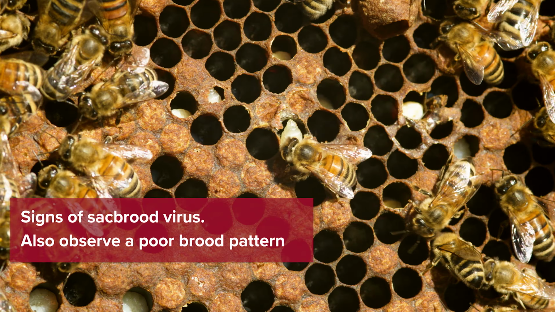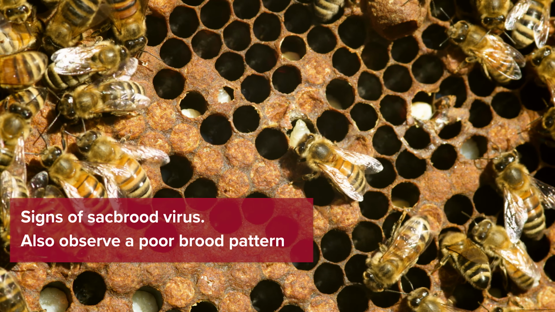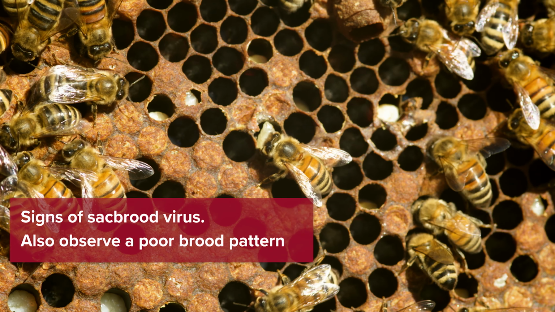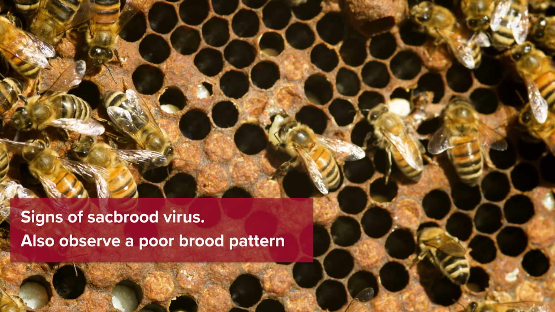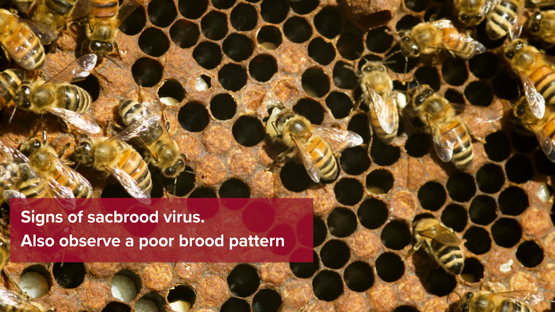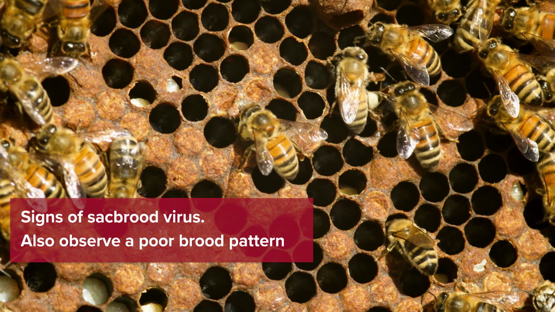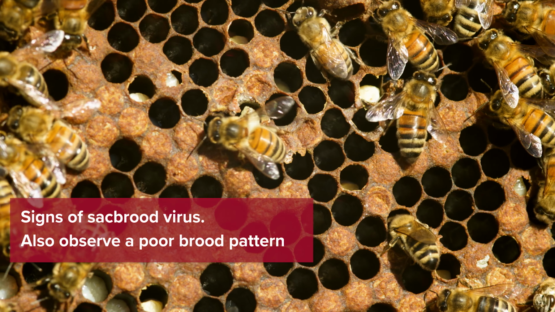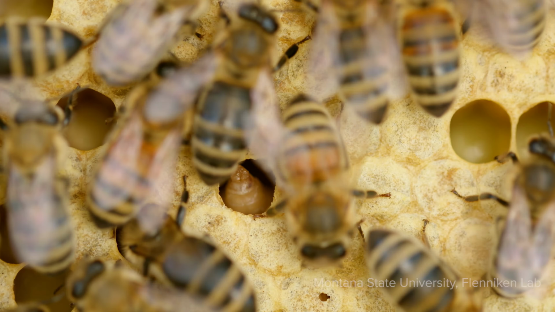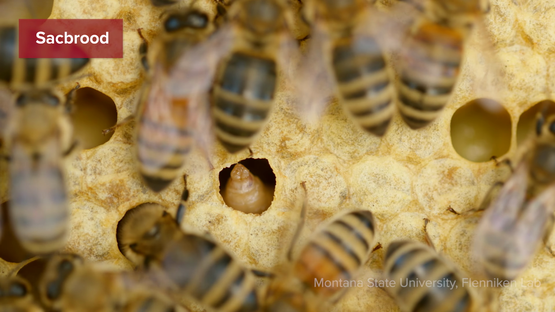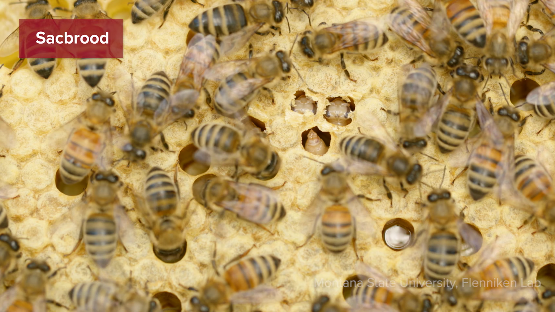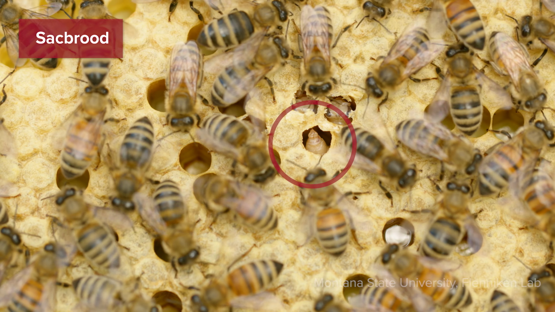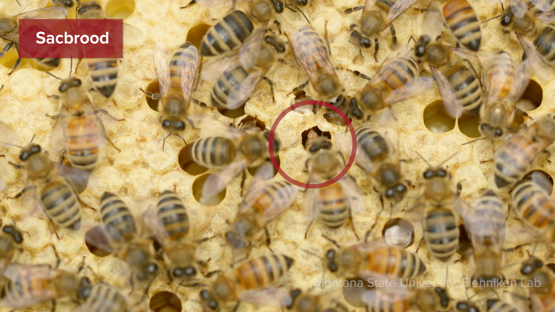Signs of sac brood virus include dead late-stage larvae after the cell has been capped. An infected larva dies with its pointy head sticking up. If you pull out the dead larva with forceps, it is a droopy sac. Signs are most apparent in recently capped brood cells after the larva stretches out on its back. Recently dead larvae are off-white or yellow and will darken to a black color over time.